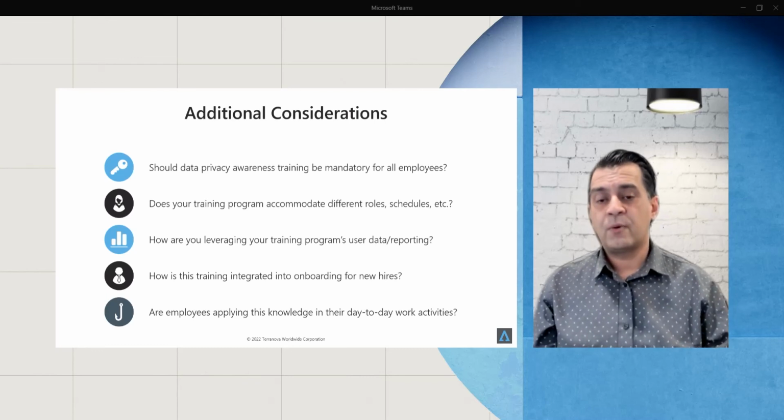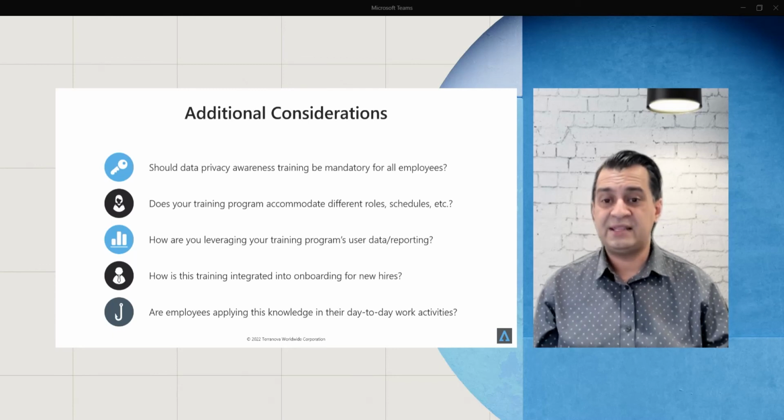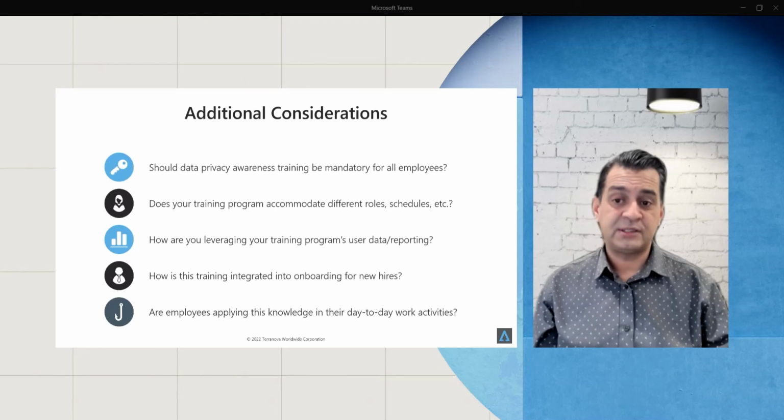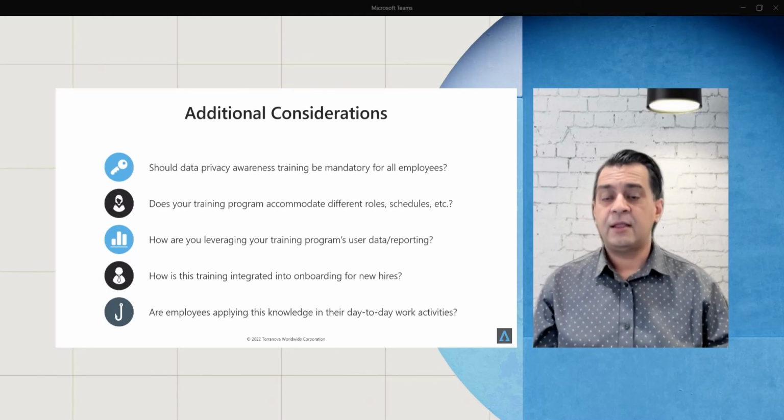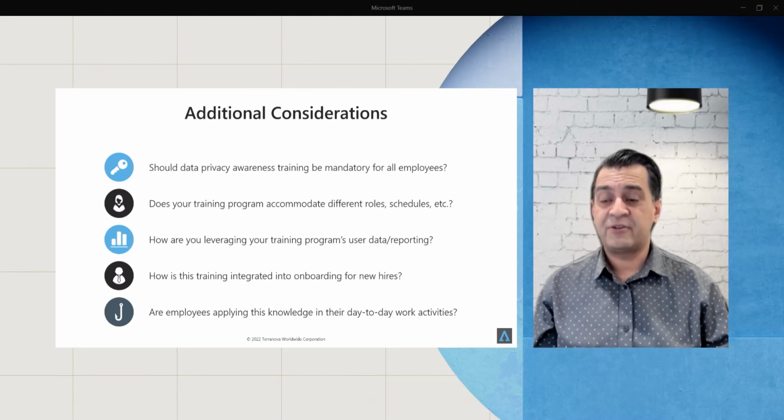When designing your program, you're going to have to take some additional considerations. So what activities are mandatory and for who? What are the consequences for non-participation and non-compliance? What are the escalation procedures if users are not completing the privacy awareness program? How will the program affect the different roles? What is the schedule that we have to take into consideration? And what is the frequency that we're going to deploy this program?